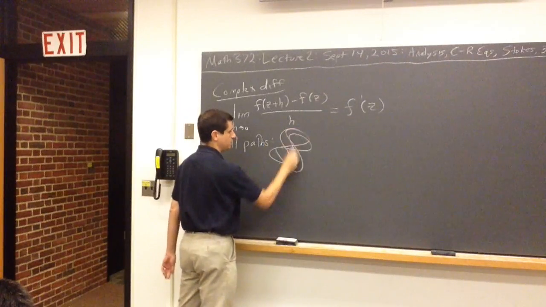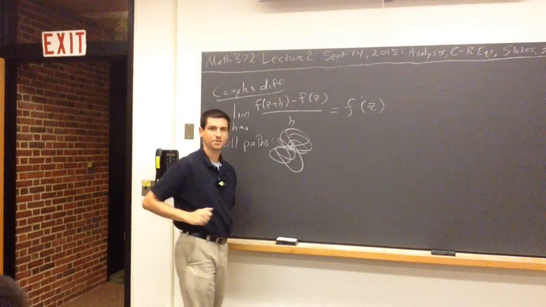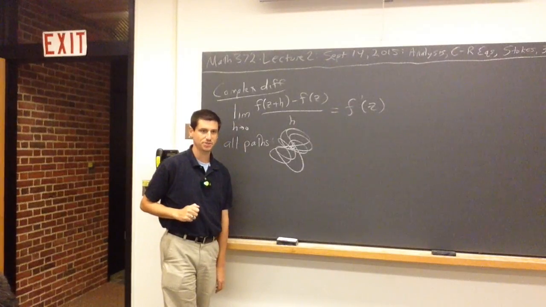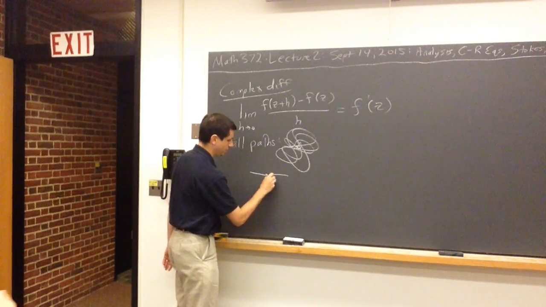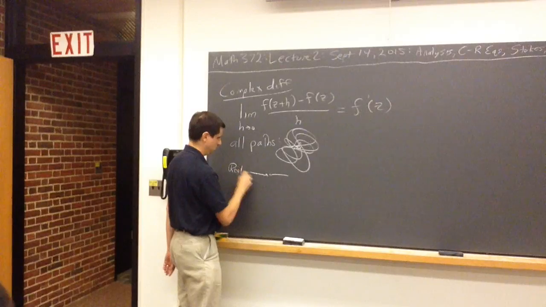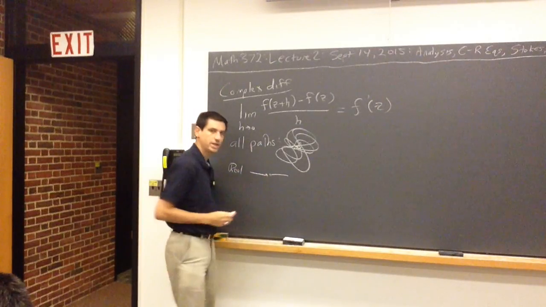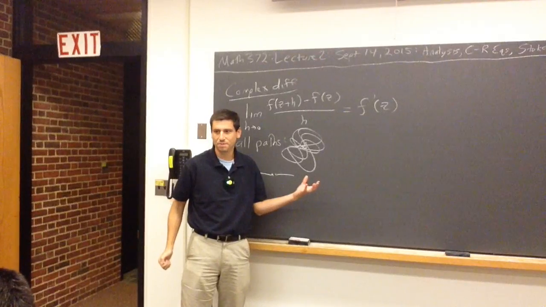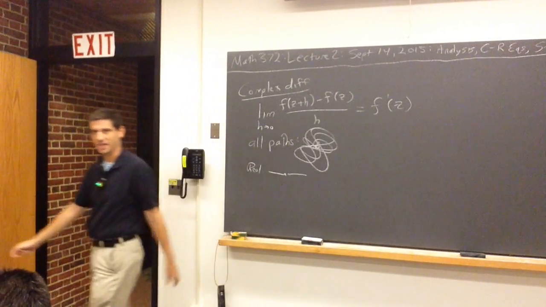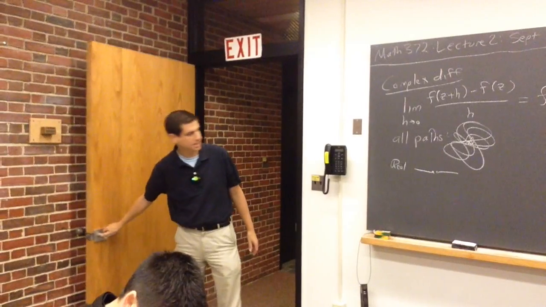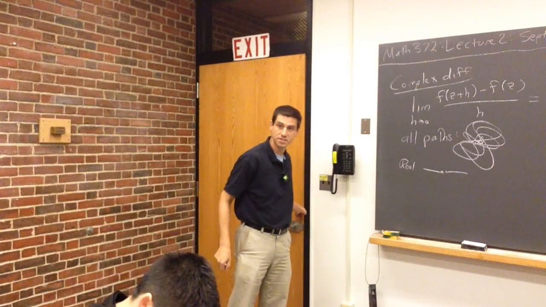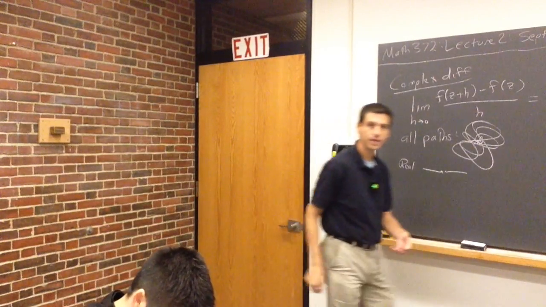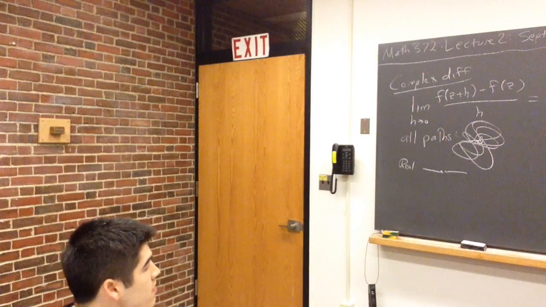So if we take some strange path like this, we have to get the same answer. In real analysis, we only have two paths. So here's our point. We can either come at it from above, come at it from below. That's it. In complex analysis, the fact that we have to deal with all these paths in some sense makes things harder. You now have to prove that you get the same answer no matter how you go about it.